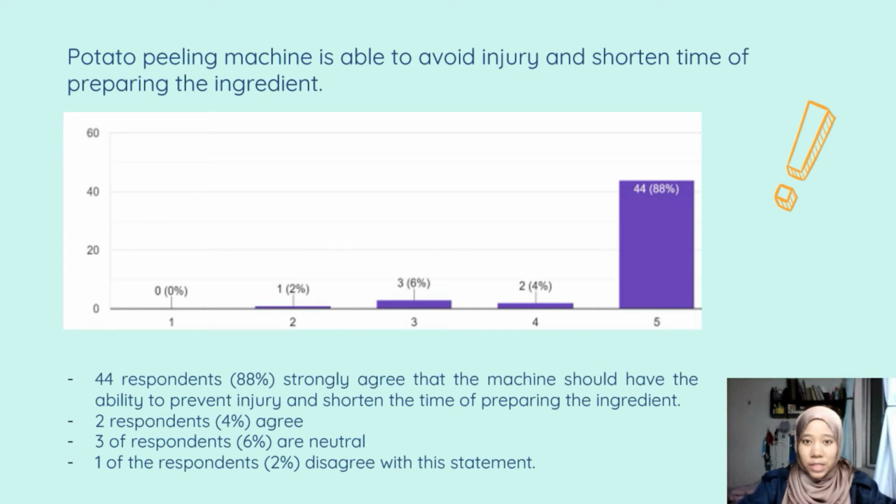According to the bar chart, almost 44 respondents strongly agree that the machine should have the ability to prevent injury and shorten the time of preparing the ingredients. Two respondents agree, while 3 respondents chose neither agree nor disagree with this statement, and only one respondent disagrees about this peeling machine function.